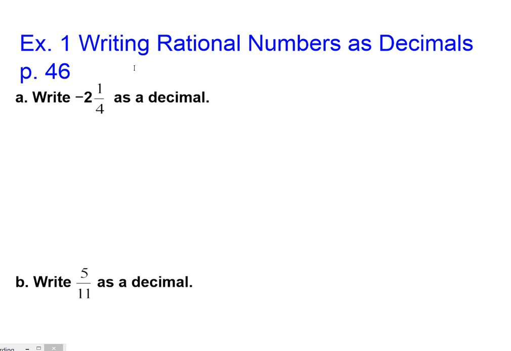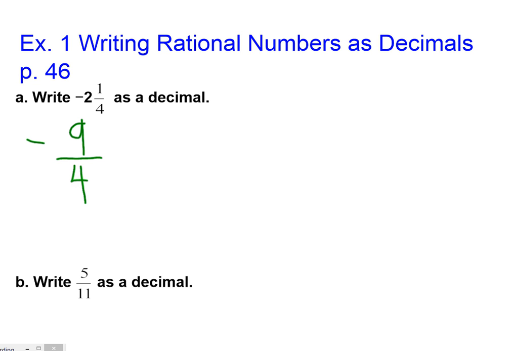In example 1, we have to write the rational numbers as decimals, and this is on page 46. So we need to write negative 2 and 1/4 as a decimal. There's two ways you can do this. The first way is you can change the mixed number into an improper fraction. So you multiply the denominator times the whole number. 4 times 2 is 8, plus 1 more is 9 over 4. And because it's negative, you want to keep the negative sign in front of it. Then you would just go on and divide.